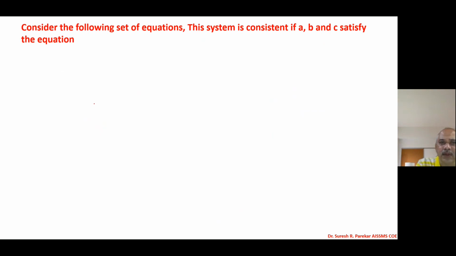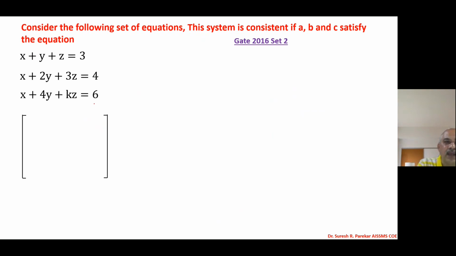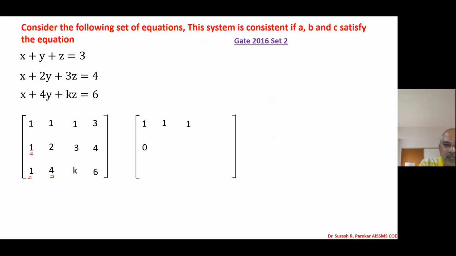Then consider the following set of equations. Is this system consistent? Now in the same way, we are going to proceed in the same fashion. Again we have to make the upper triangle 0, and then we have to make all this 0, and then you can see we accordingly go for this operation.